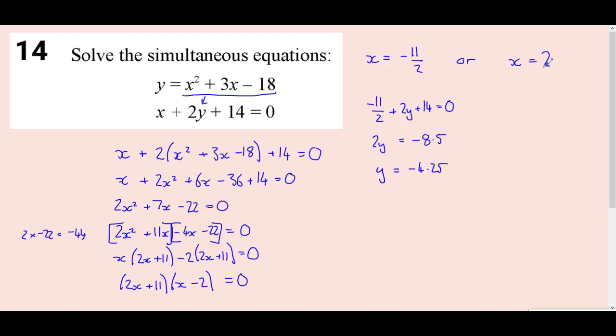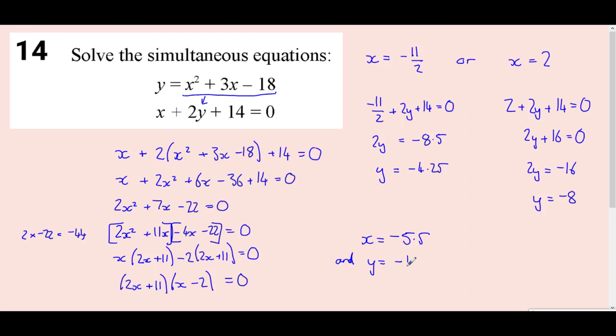For the 2nd one, for x equals 2, we get 2 plus 2y plus 14 equals 0. So 2y add 16 equals 0. So 2y equals -16. So y equals -8. Our final solutions are that x equals -11/2 or -5.5 and y equals negative 4.25, or x equals 2 and y equals negative 8.